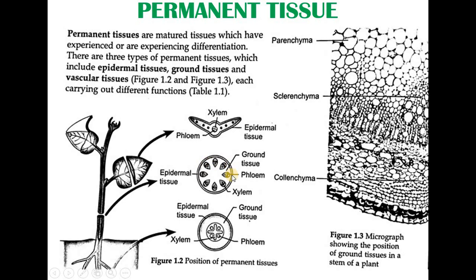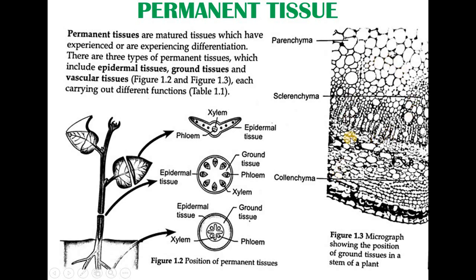For the stem, the diagram will look like this. The epidermal tissue is at the outer layer here, and then the vascular tissue here, and in between there is the ground tissue. For the root, the epidermal tissue covers the outer layer, and then this is the ground tissue, and in the center is the vascular tissue. What about this one? This is the micrograph of the position of the ground tissue in the stem.